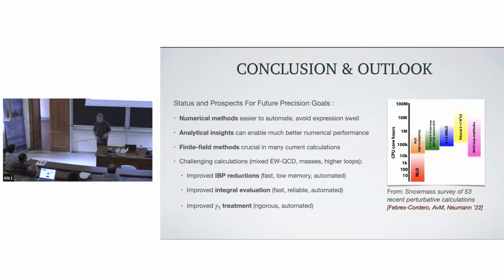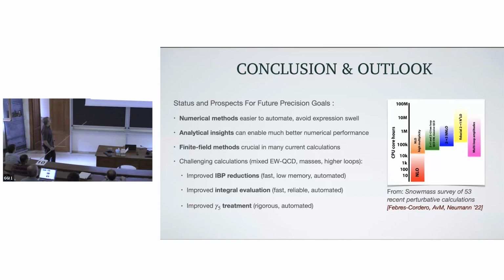All right, so let me conclude. In general, if you want to calculate some multi-loop amplitudes, you could choose numerical methods, which are easy to automate, and also avoid expression swell. However, analytical insights can help you to find better numerical evaluations, and it can also be crucial to have analytic insights if you want to do anything symbolic, because straightforward symbolic algebra is often very resource intense. Now, I showed you a couple of techniques which help you to overcome these obstacles.